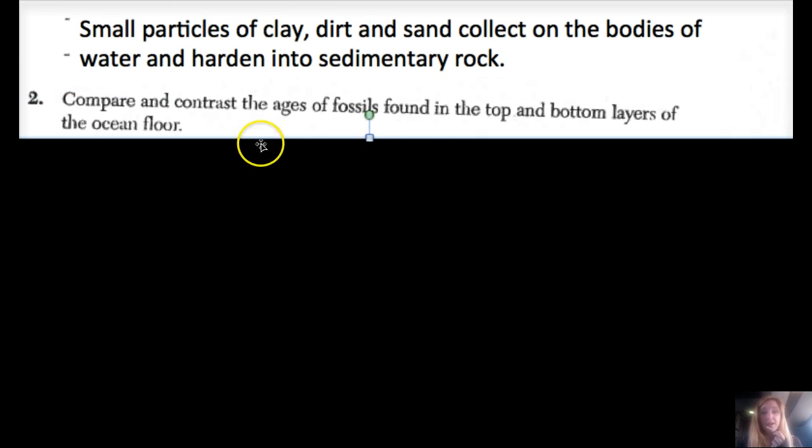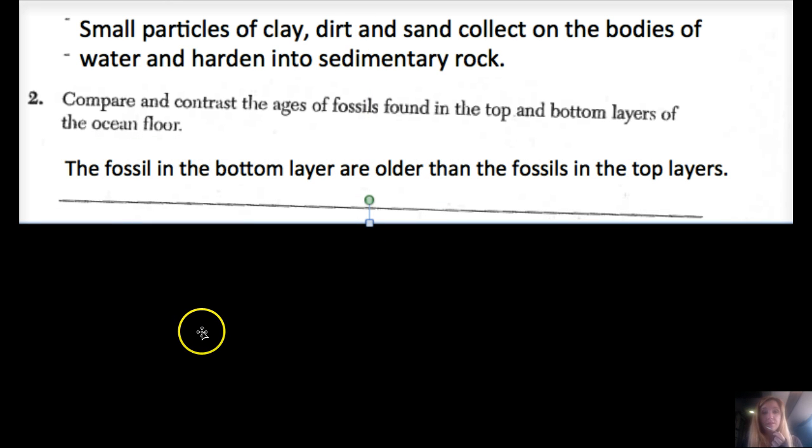Number 2, compare and contrast the ages of fossils found on top and bottom layers of the ocean floor. The fossils found on the bottom layer are older than the fossils of the top layer. This also means that the fossils on the top layer are younger than the fossils on the bottom layer.